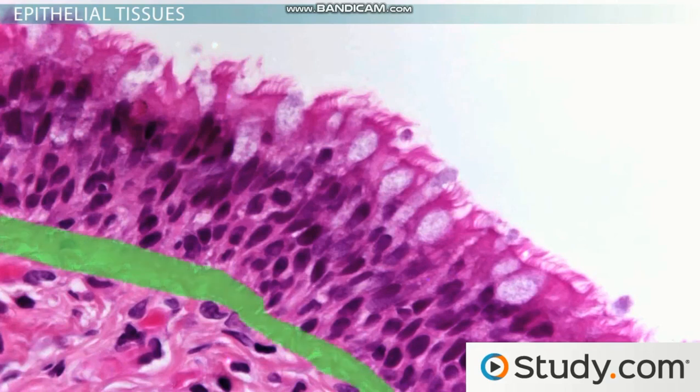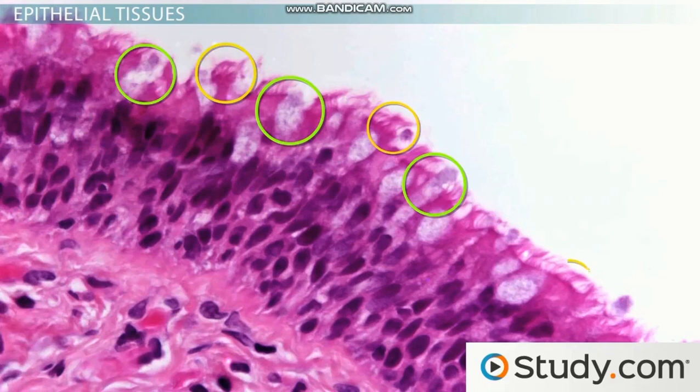In this picture, you can see a very prominent basement membrane here, with several layers of cells on top. And then, in the very top layer, you can see some cells which secrete mucus here, here, and here, and other cells that have visible cilia located here, here, and here. The mucus cells secrete mucus, which is then moved by the cilia cells out of the lung.